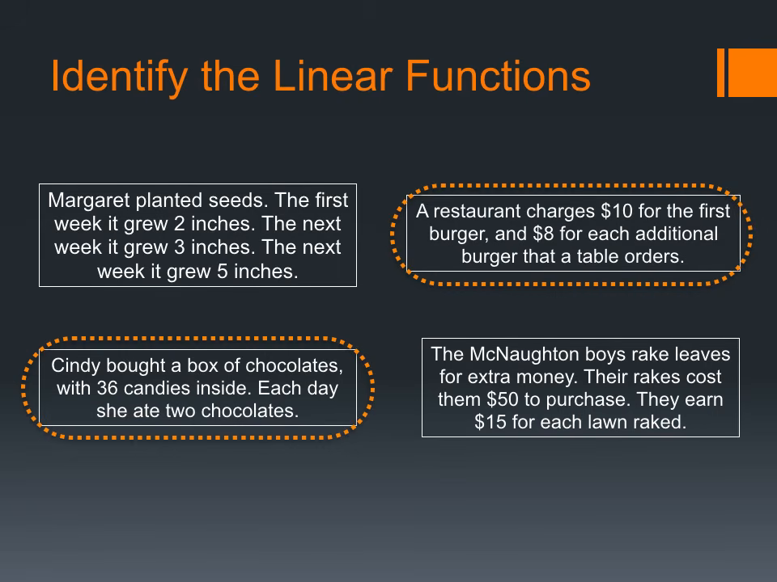The McNaughton boys rake leaves for extra money. Their rakes cost them $50 to purchase. They earn $15 for each lawn raked. This is a linear situation.